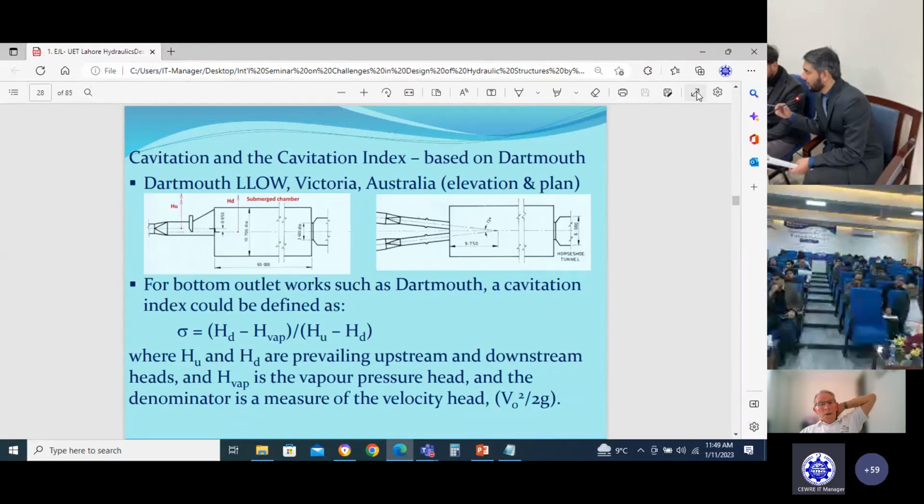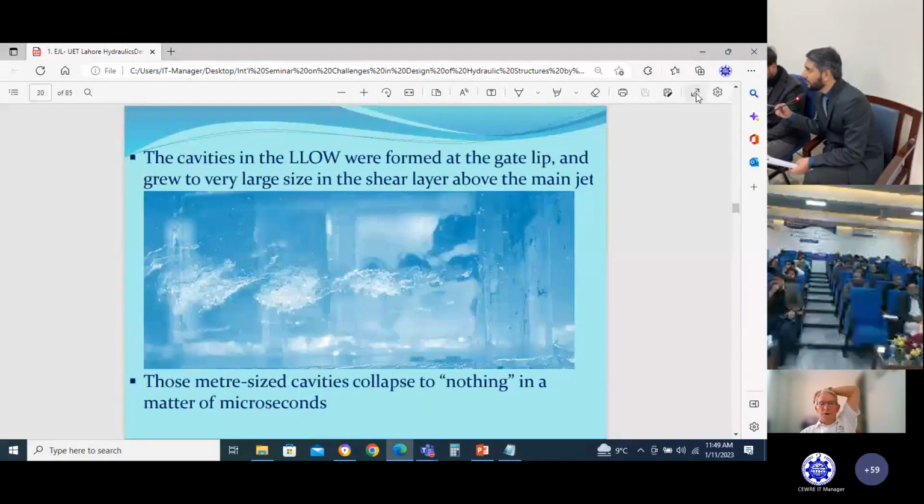Next is this one. The slide I have now has a little red sigma symbol. For a general representation of the system, we use sigma. But flow through a gated outlet has many cavitation numbers. That's the text.